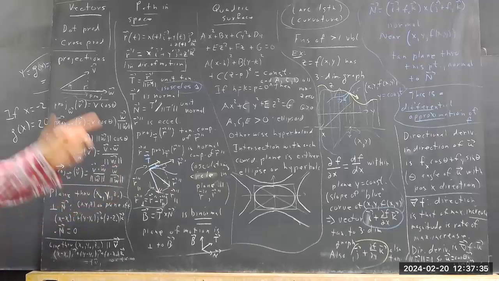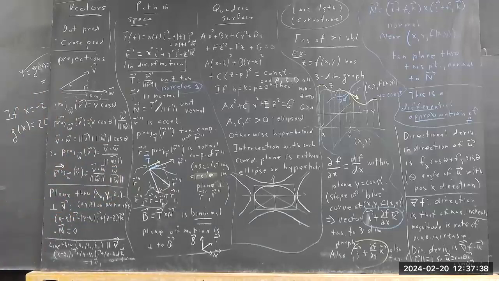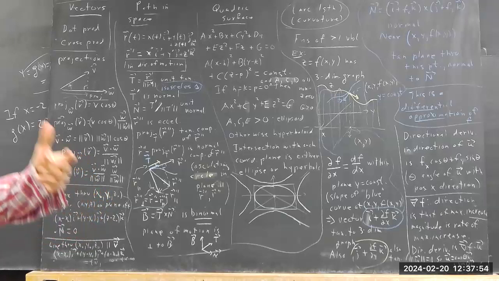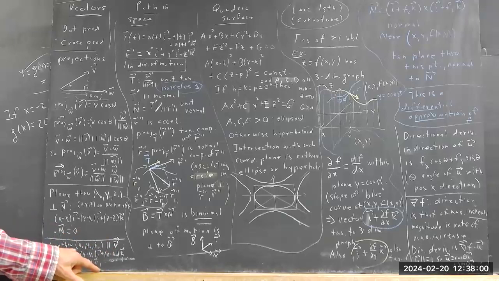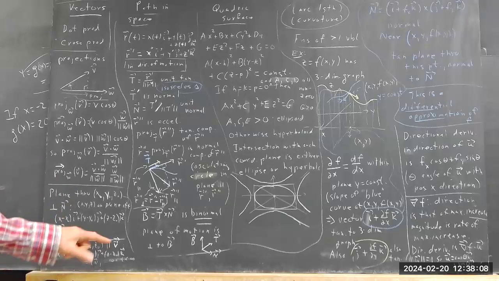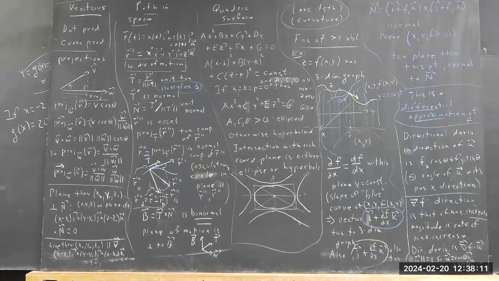Okay, then a plane through point X naught, Y naught, Z naught, perpendicular to some normal vector, and there's the criterion. You're on the plane if this dot product is 0. A line through X naught, Y naught, Z naught parallel to V. Well, it's just that the vector from X naught, Y naught, Z naught to X, Y, Z has to be a multiple of V. And that leads you also to the symmetric equations, which I haven't written down, but you should understand. You just eliminate T from the parametric equations and you get 3 equations.